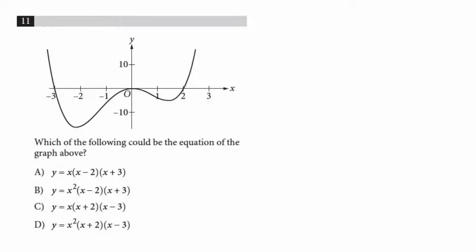Number 11. Which of the following could be the equation of the graph above? Alright, well, just right off the bat, we can at least figure out the degree. We've got 1, 2, 3, 4, looks like a 4th degree polynomial, and we've got intercepts at -3, 0, and 2.